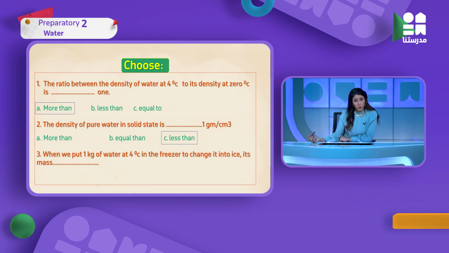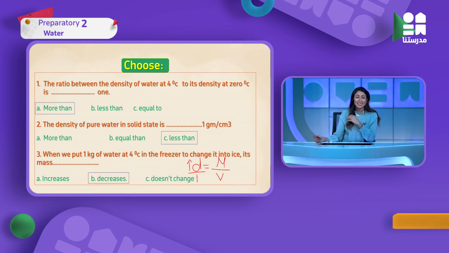طيب, number 3, when we put 1 kilogram of water at 4 Celsius in the freezer to change it into ice, its mass, remember when we took in first prep that density D equals mass over volume? What is the relation between density and mass? Density يعني D على 1 صح؟ يعني كل ما زاد الدنسيتي كل ما زاد الماس، وكل ما قل الدنسيتي كل ما قل الماس. طيب هنا its mass what? Increases, decreases, don't change. احنا عارفين ان الدنسيتي of water لما بتتجمد بتبقى ice الدنسيتي بتاعها بيقل، وما دام الدنسيتي هيقل يبقى اكيد الماس هيقل، يبقى our answer here will be decreases.